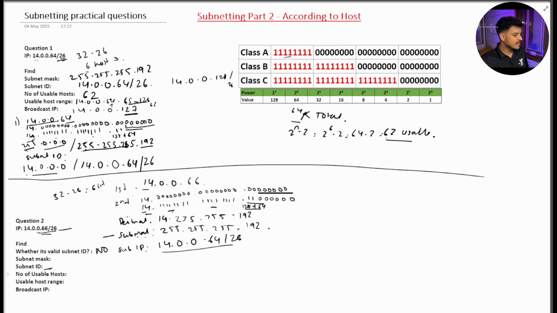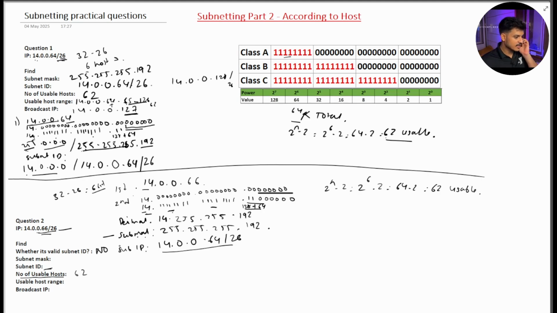Now we have to find the number of usable hosts. So how can we find the number of usable hosts? We know how many bits are given to host, which is 6 bits. Okay, so the number of usable hosts will be 2 raised to n minus 2, so it will be 2 raised to 6 minus 2, which is 64 minus 2, which equals 62 usable hosts. Okay, so usable hosts were 62.